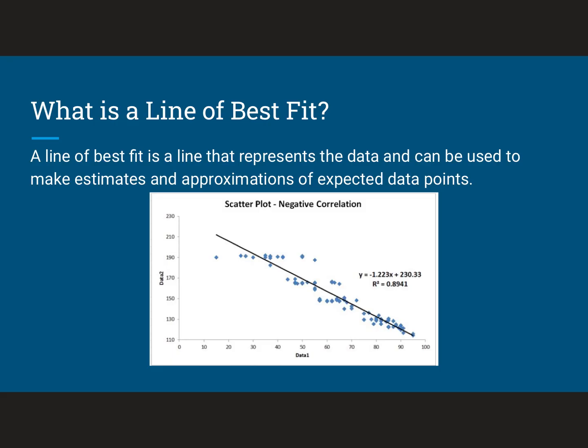So the next thing we're talking about is what is a line of best fit. You'll notice that we talked about things having a positive or negative linear correlation. A line of best fit is a line that represents the data and can be used to make estimates and approximations of expected data points. So you see here, this is a scatter plot that has a negative correlation. And you'll see that they have a line here. Notice that the line follows the pattern.